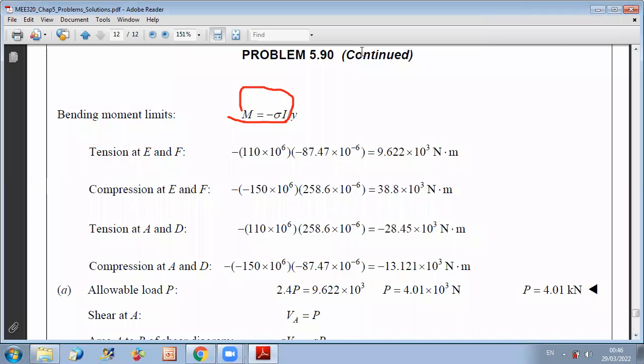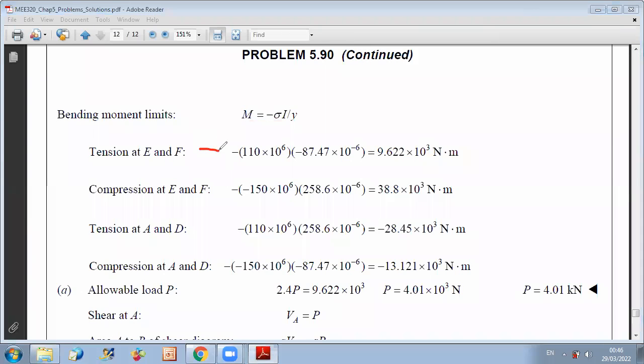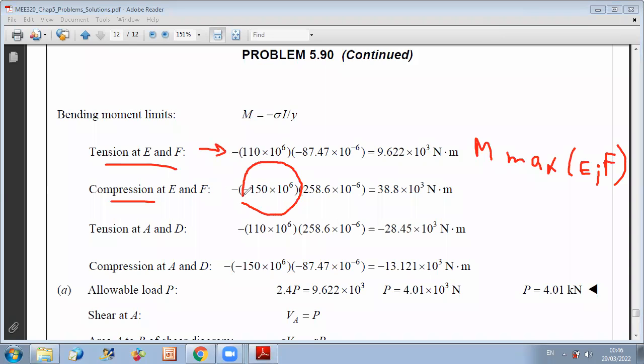So you can see here that I get a first critical moment. This is not to exceed the maximum allowable tension. So this is M max at points E and F to not exceed the maximum tension. And I have another value to not exceed the maximum compression, which is equal to sigma compression times I over Y at top. Of course, here you can directly know which one is more critical.